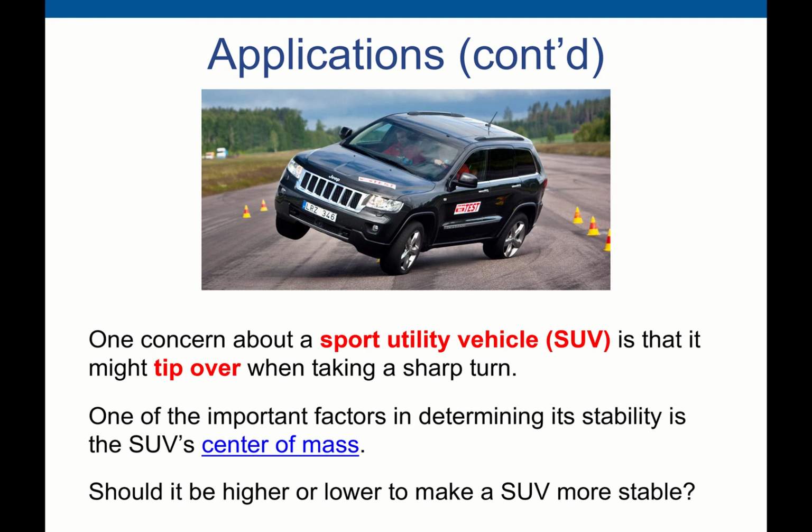Why? Because a lower center of gravity has a lower moment about the ground. If you see the perpendicular distance from the ground, it should be lower. That creates a lower moment. So that's why we need to lower the center of gravity to prevent the tip over event.